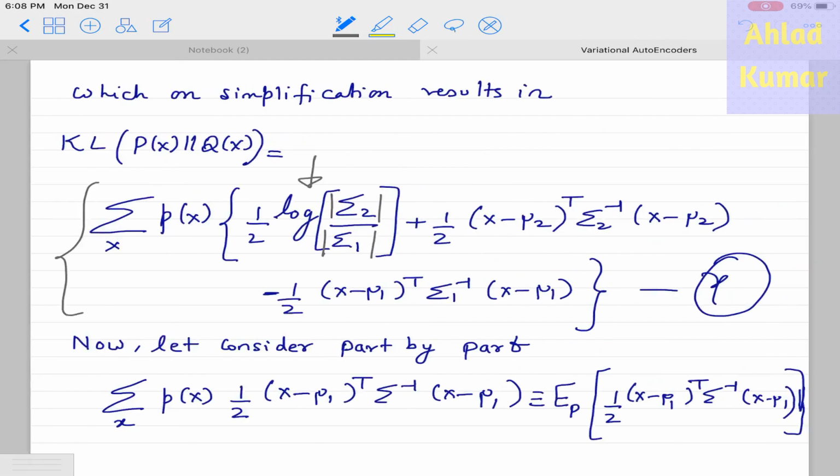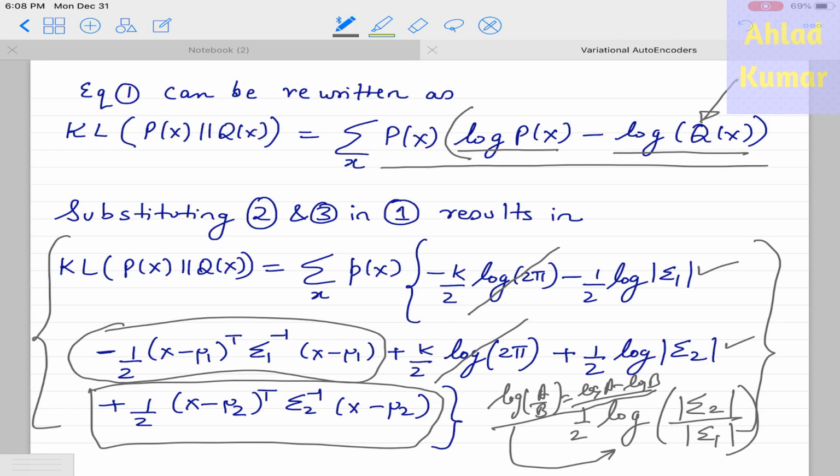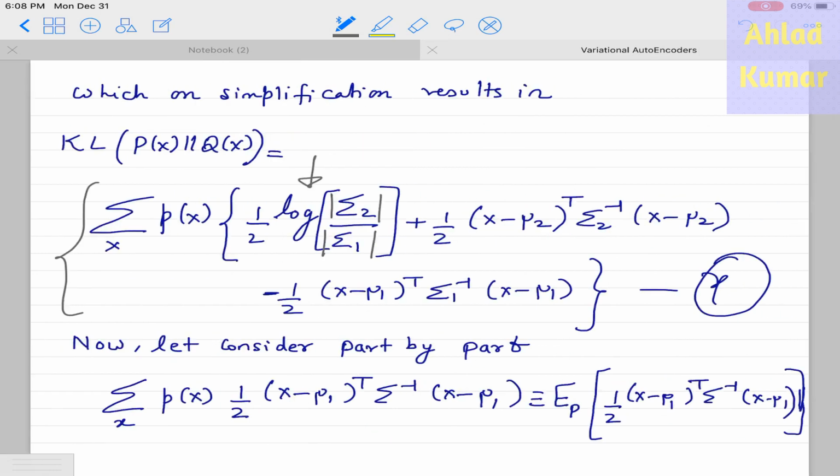So this is similar to the earlier expression, except these two terms, and we have modified this and this together to be written as 1 by 2 log of sigma 2 divided by sigma 1. So now the thing is how to solve these two expressions. So let's do one thing, let's take them one by one and solve it and see what we get.